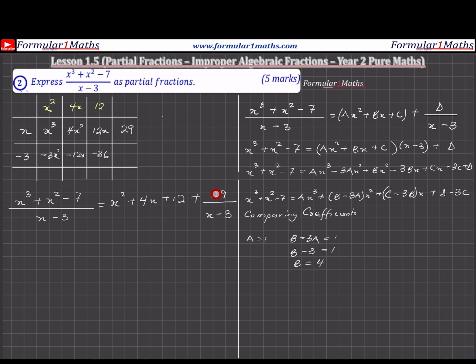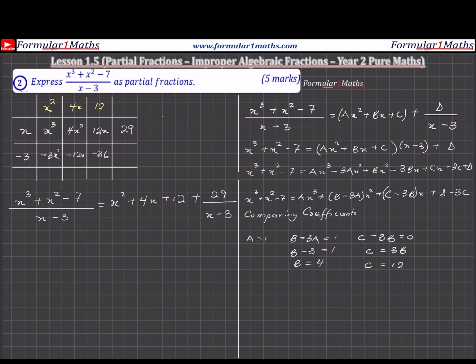And then the coefficient of x on the right-hand side is c minus 3b, and the coefficient of x on the left-hand side is 0. So c minus 3b is equal to 0, which means that c is equal to 3b. But the value of b is 4. That means c is equal to 3 times 4, which is 12.